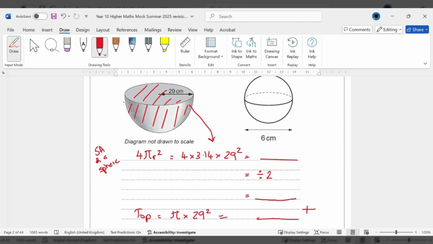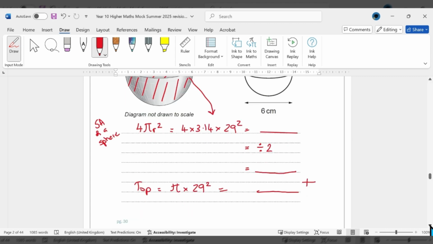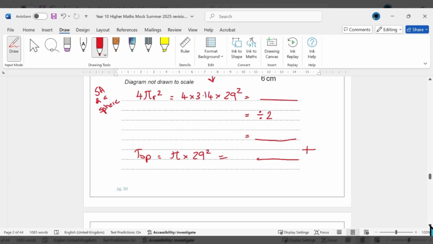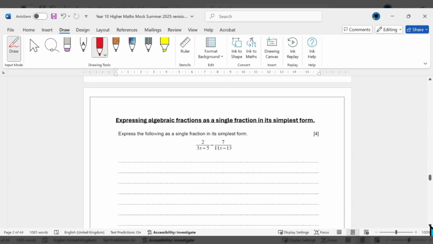Right? And then we realize that by cutting it in half, we kind of open it up. We see this sort of circle appear on top. So we're going to need the area of that circle as well, which is pi times the radius squared. Then we need to add our two answers together to get the total surface area.